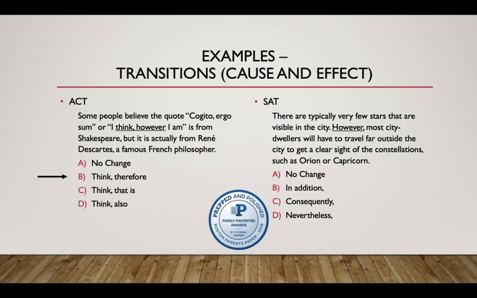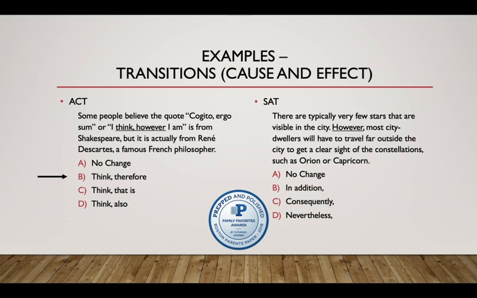Now, let's take a look at an SAT example. There are typically very few stars that are visible in the city. However, most city dwellers will have to travel far outside the city to get a clear sight of the constellations such as Orion and Capricorn. Now, this is a very lengthy sentence, well, two sentences, and this is very much SAT style. They're going to try and confuse you with multiple topics being talked about between sentences.